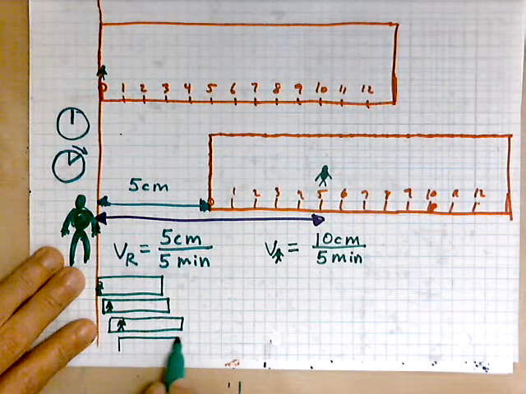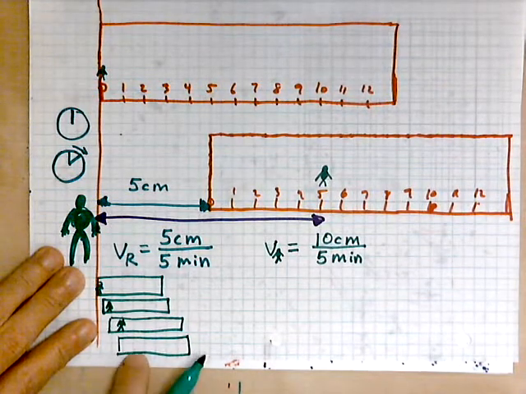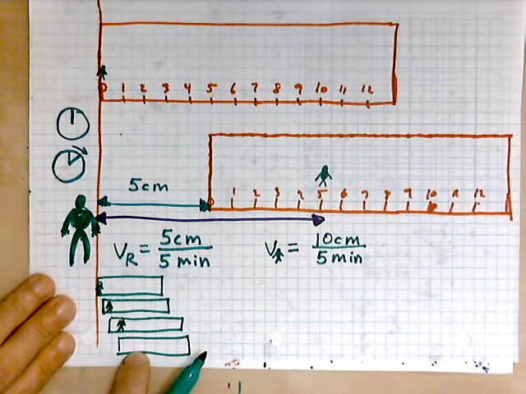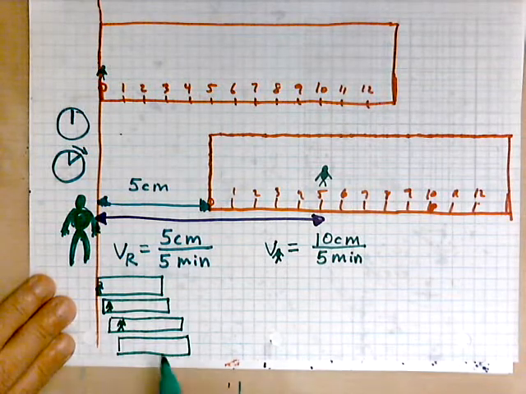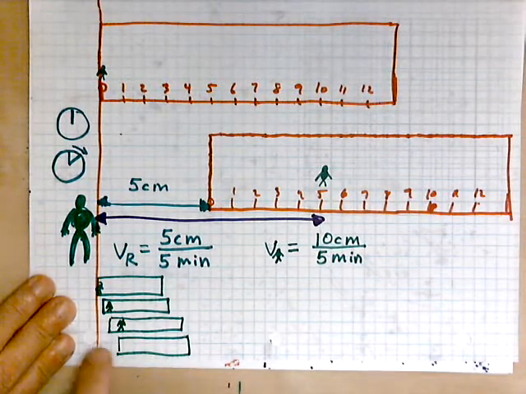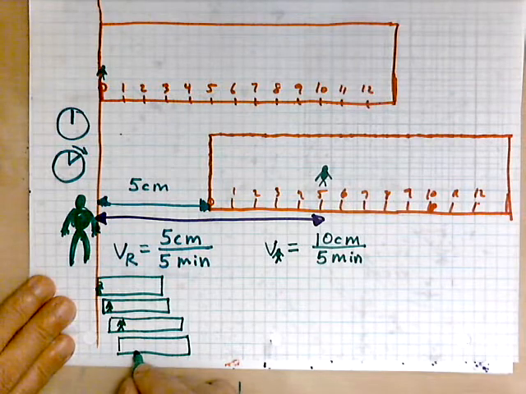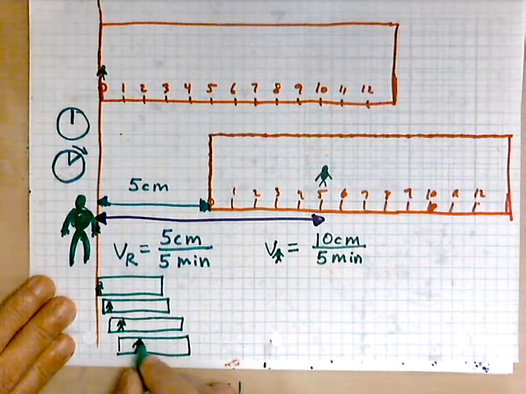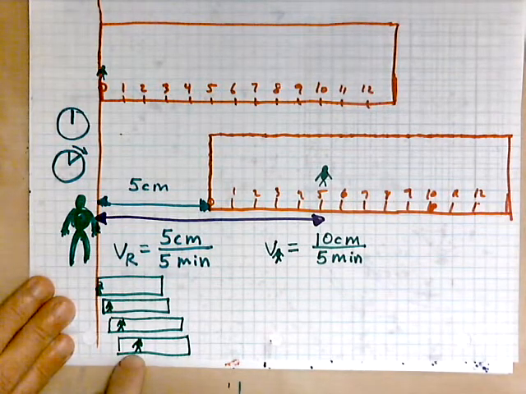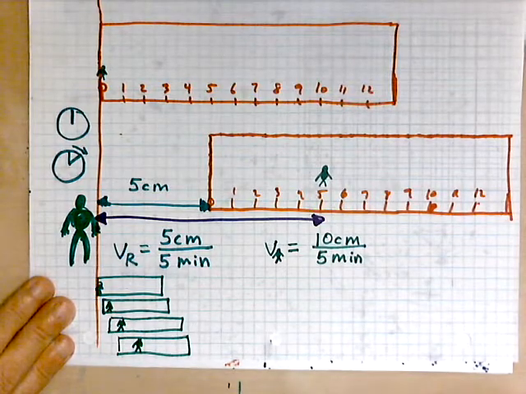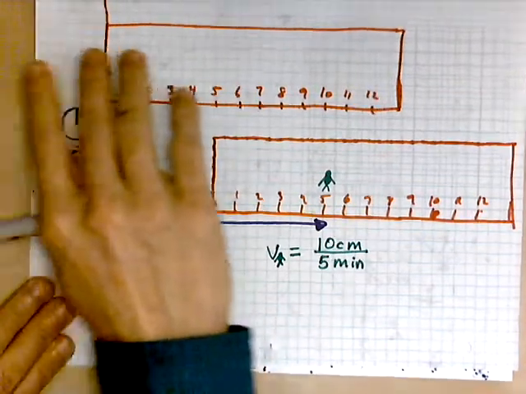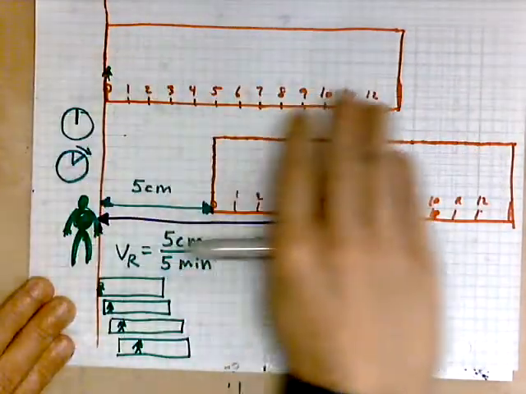4 minutes into the process, the ruler has moved another 1 centimeter, and the guy has moved another 1 centimeter relative to the edge of the ruler. So now the gap between him and the edge is even bigger. And then lastly, 5 minutes into the process, we end up with this picture over here.